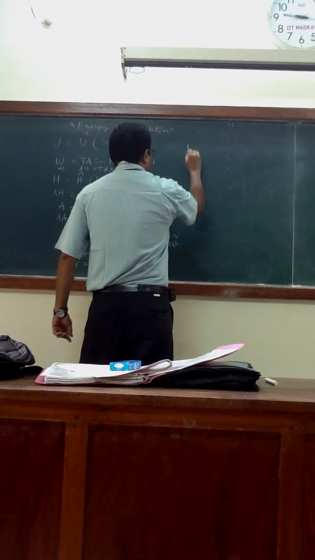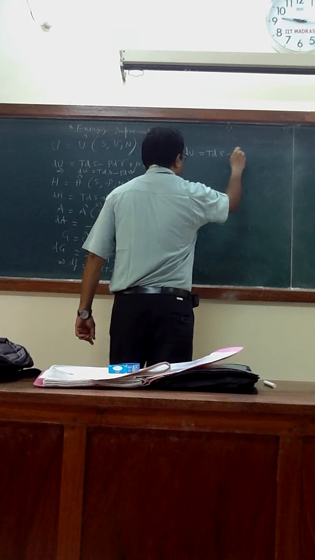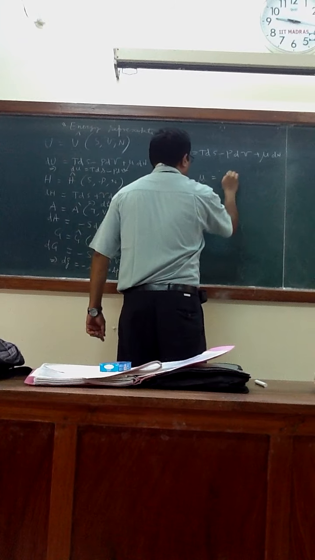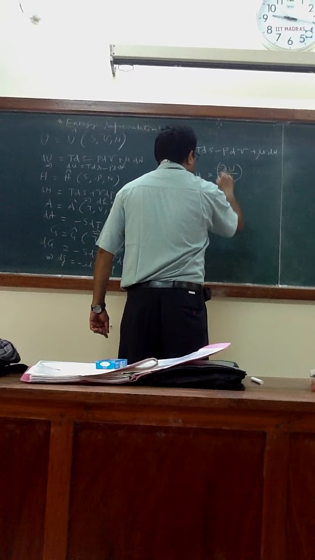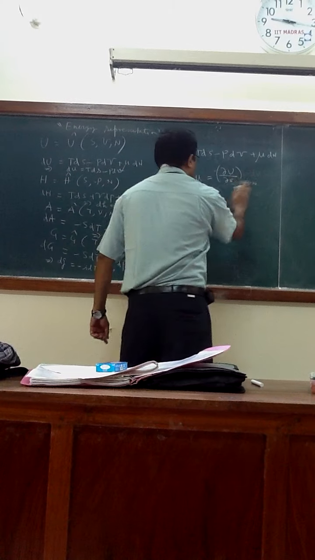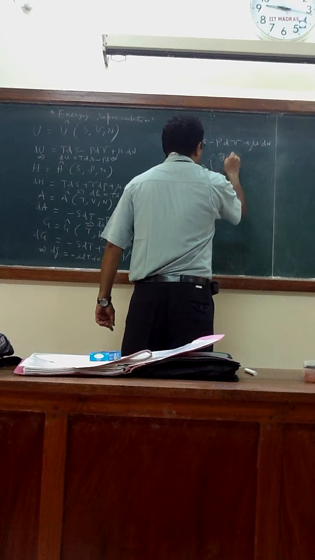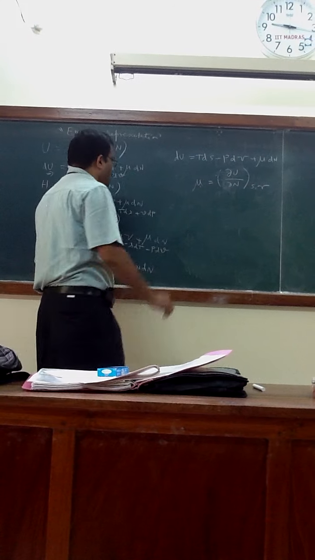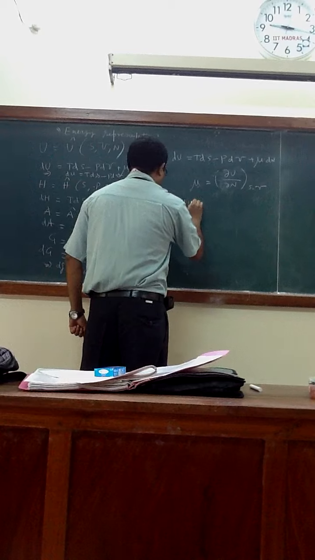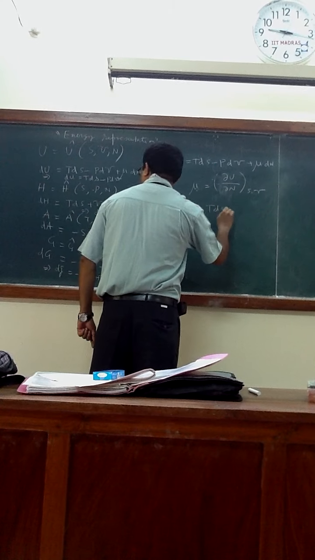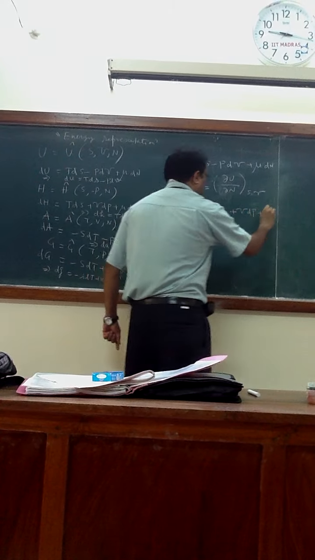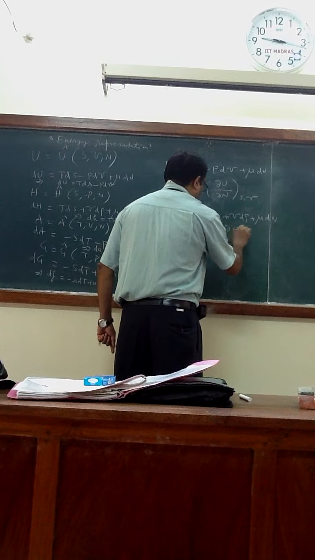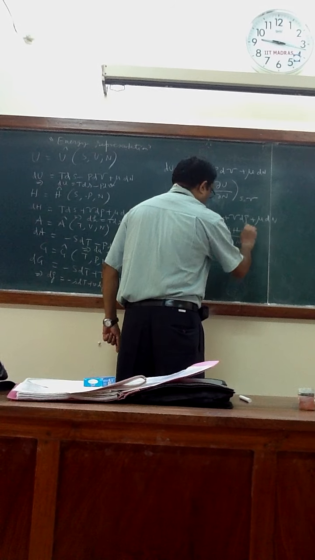We know that dU equals T dS minus P dV plus mu dN, and mu equals ∂U/∂S... ∂U/∂N at constant S, V. Here dH equals T dS plus V dP plus mu dN, and mu is here ∂H/∂N at constant S, P.